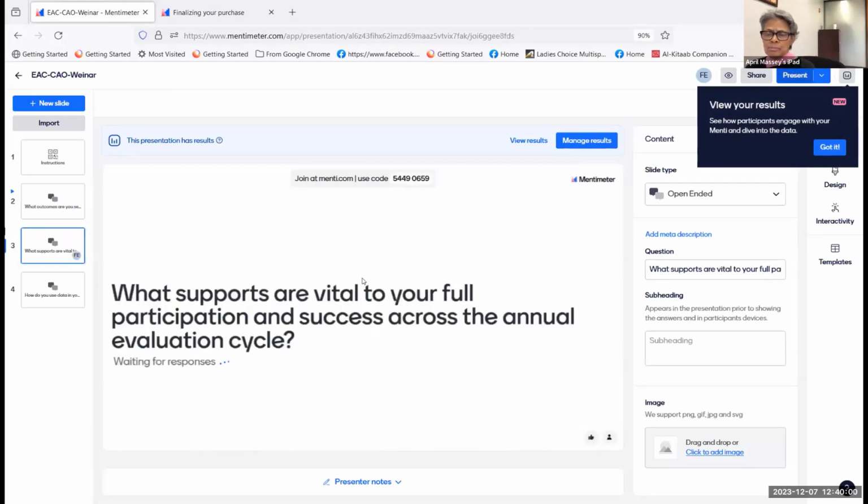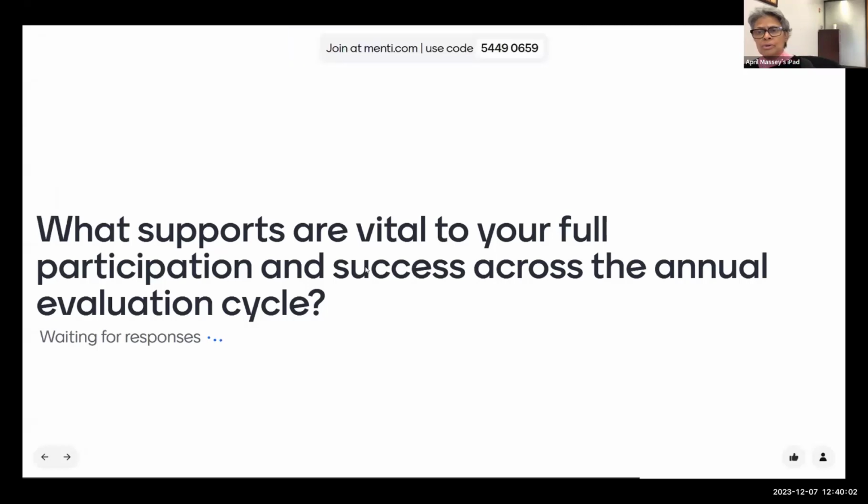I think this is a really important one. It dovetails with the other. What supports are vital to your full participation and success in the annual evaluation cycle? If now you've decided what this is supposed to do for you, these are the outcomes you're trying to achieve, how do we help you get there in terms of what supports do you need to really feel like I understand what's being asked of me. I understand the parts of this that I control. I understand the success I want to meet with. This is what I need from the institution.